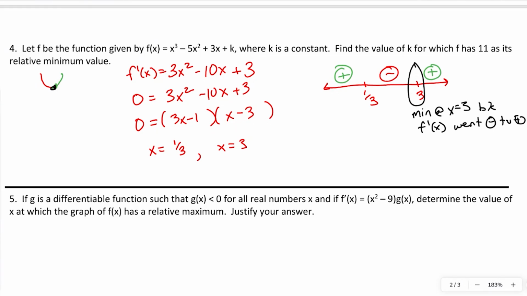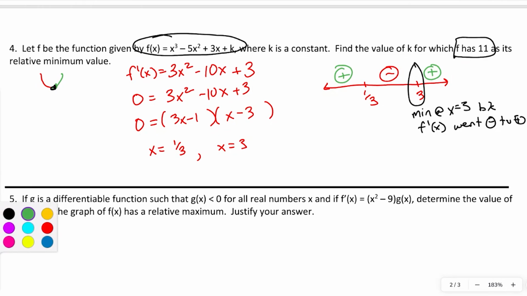So we know where the minimum is, but what we're looking for is the value of k if the value of the minimum, or in other words, the y coordinate, is 11. So what we need to do is actually go back to the original function, and we're interested in, what is k if x is 3, which is what we just found, and y is 11. So we'll plug all that stuff in here, and hopefully the arithmetic won't be too bad. I'm a little nervous here, to be honest with you, but let's go ahead and do it.